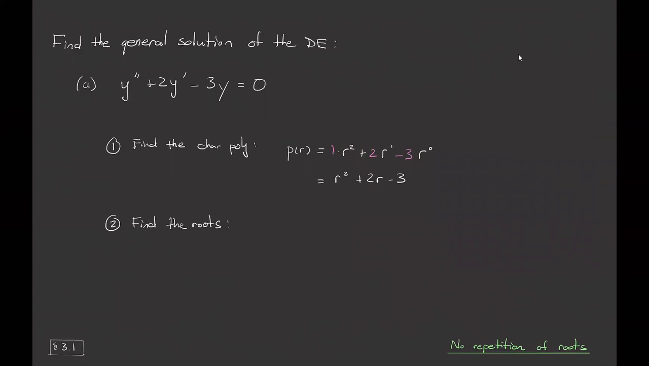So to find the roots, we take this and we set it equal to 0. We want to find the r values such that when we substitute them into the polynomial, or evaluate the polynomial at those values, we get 0. This is a second order polynomial, or second degree polynomial. We can use the quadratic formula.